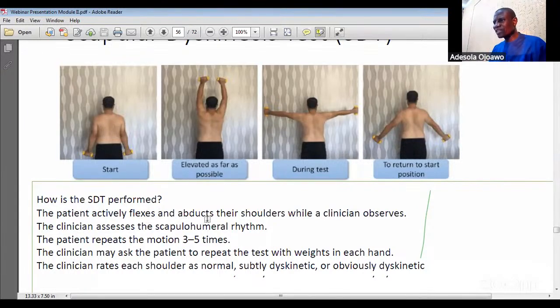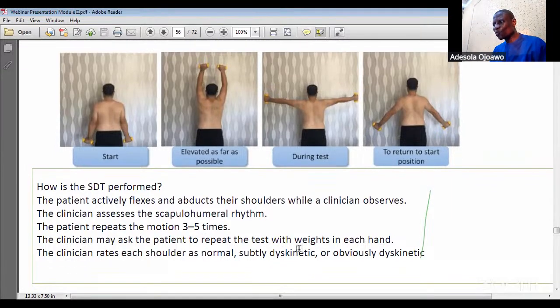The patient actively flexes and abducts the shoulder while a clinician observes the scapulohumeral rhythm. You look at how this scapula moves. The patient repeats the motion 3 to 5 times. The clinician may ask the patient to repeat the test with weight in each hand or without weight. The clinician rates each movement as normal, subtly dyskinetic, or obviously dyskinetic. So you look at how that movement is.